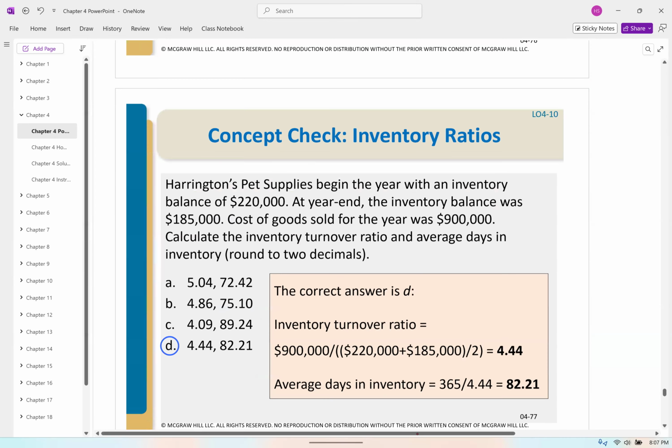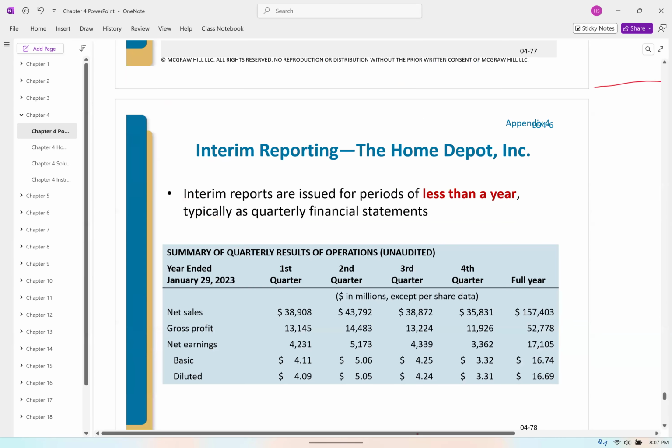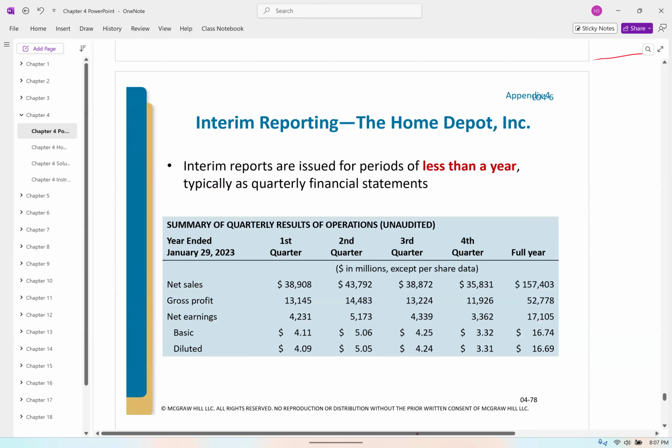Okay. So they have a couple of things here. Interim reporting. This is less than a year, quarterly. Corporations have to do quarterly financial statements. So they'll have first, second, third, and fourth quarter. These are not going to be audited. When they do their annual report at the end of the year, those numbers will be audited. But not those interim.